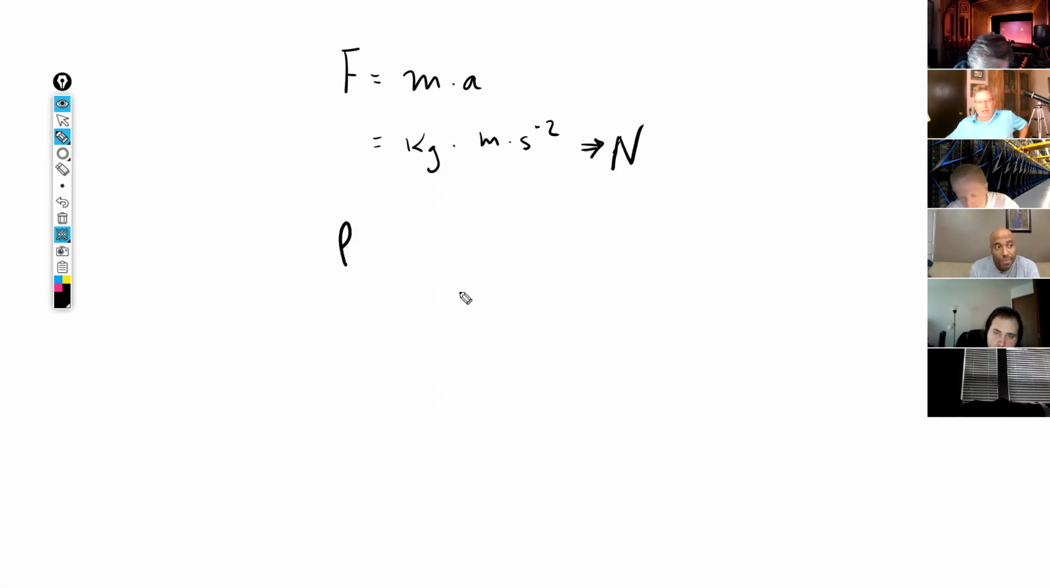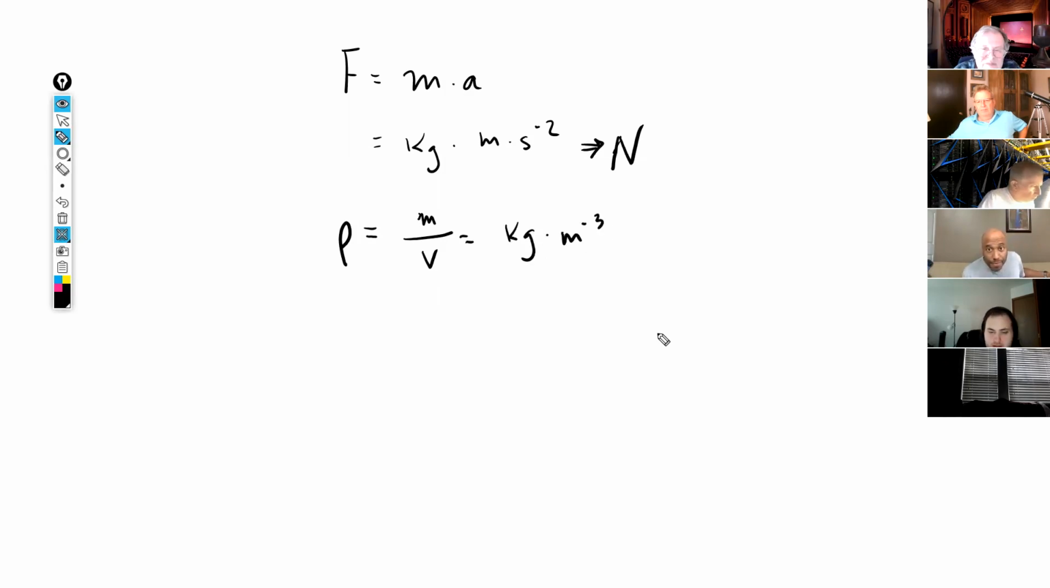What Greek letter is that? Rho. Which stands for what? Density. Which is defined as? Mass over volume. God, my brain is not working today. Yeah, I know. Kilogram per meter cubed. Okay, that is the unit of density.